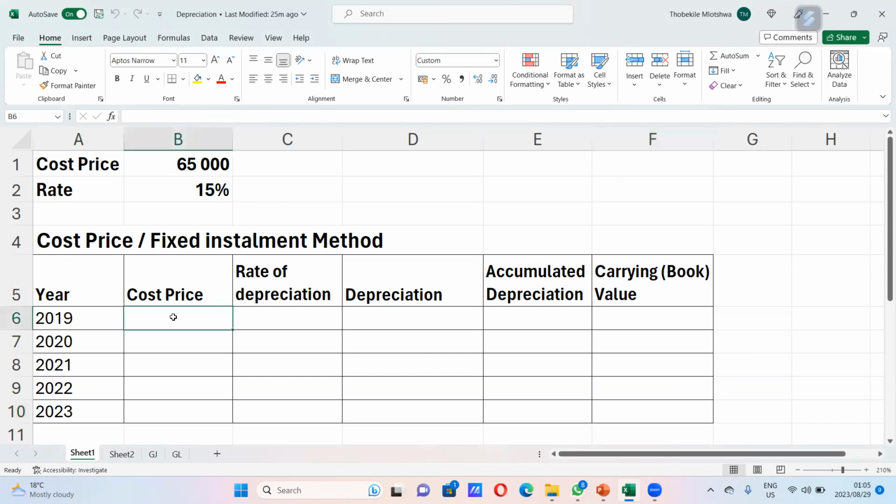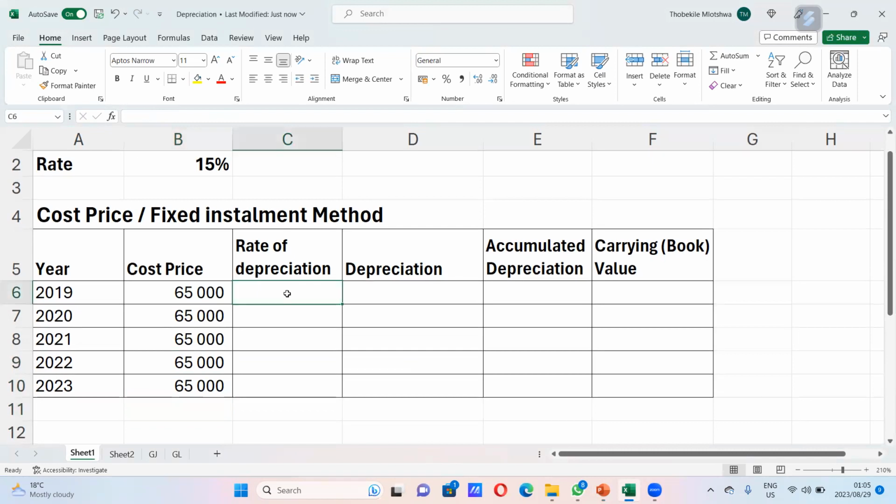So the cost price doesn't change. You never change it. Remember the historical cost principle, the GAAP principle called historical cost. You don't change the cost of the equipment or asset. Then the depreciation rate also doesn't change. It's going to be 15%. So let me just write 15%. It won't change. And then let's just make this faster, 15%.